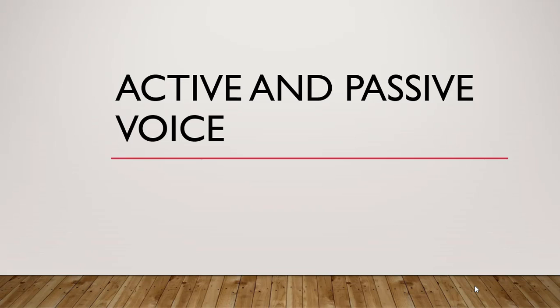And on the other hand, when the object performs the action on the verb, then we call the sentence passive voice. So, what are we saying? We are trying to say that the order of subject, verb, object determines whether a sentence is active voice or passive voice.